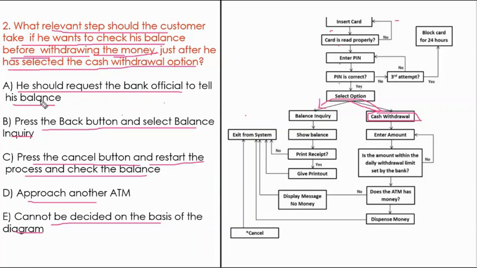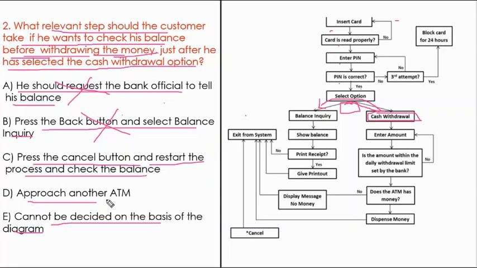We should request the bank official to tell his balance. Yes, this may seem correct, but please have this in mind: no assumptions. Anywhere in the flow chart, it has not been mentioned regarding a bank official. So this can be removed. The second option is press the back button and select balance inquiry. Here there is no back button, right? If there was a back button, then you could have pressed it and gone to balance inquiry. Nowhere in the diagram has the back button been mentioned, so you need to eliminate this also.